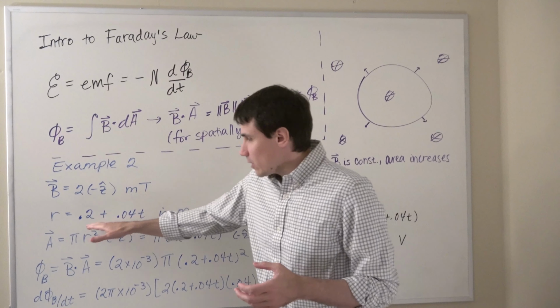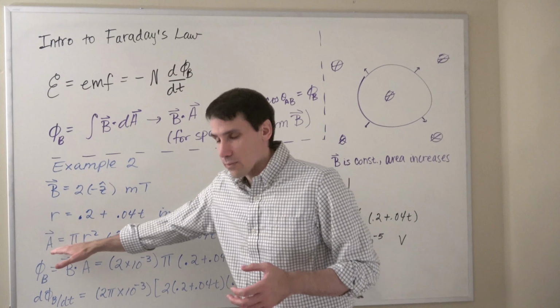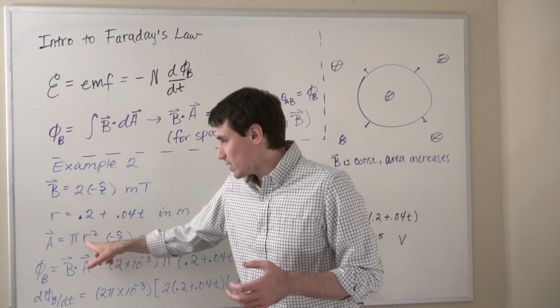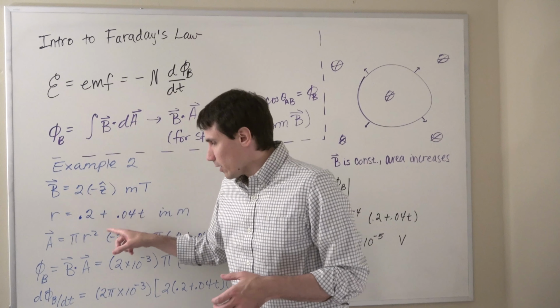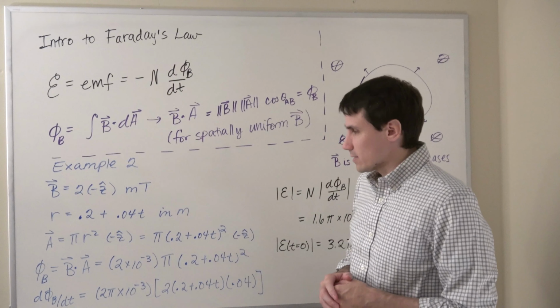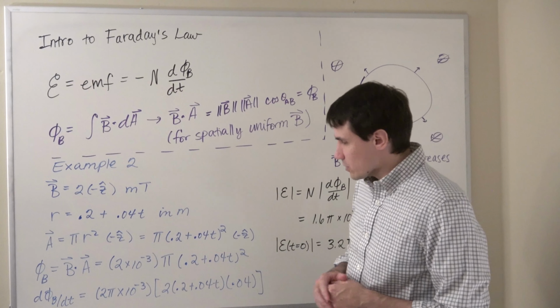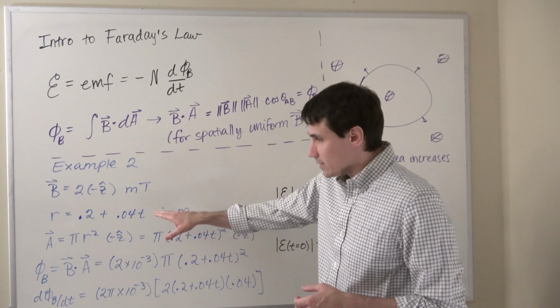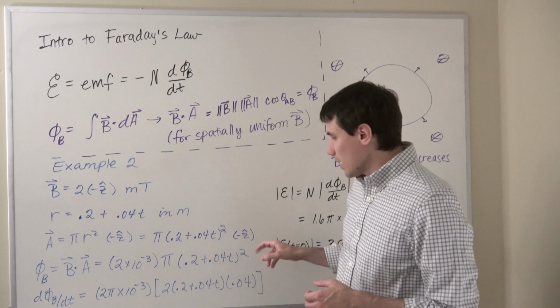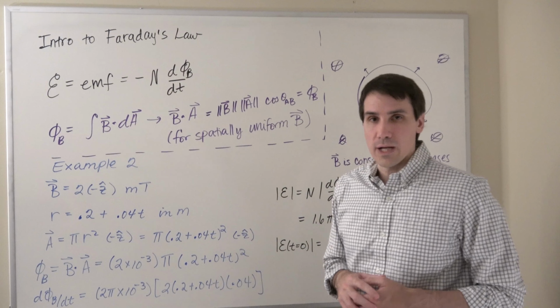Okay, since we know our radius, we can therefore write our area. So the area is pi r squared. Inserting our r value into this equation, we simply have pi times our radius equation squared. And this is all in the negative z-hat direction.